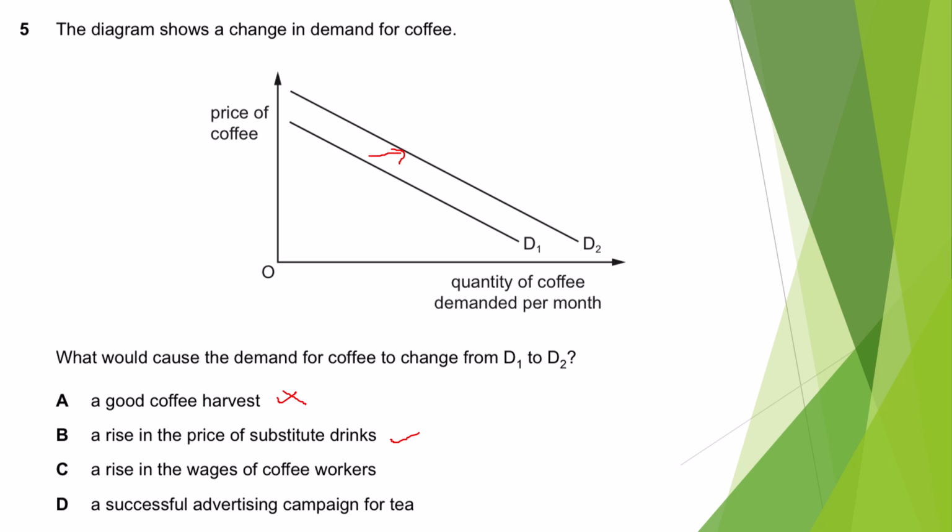A rise in the wages will again affect supply, so this will not be the answer. Then, moving towards a successful advertising campaign for the tea, it means people are going towards tea, so they will reduce the demand for coffee. But here we are increasing the demand for coffee. Demand for coffee is shifting rightwards, so yes, B would be the correct answer for this MCQ, that is a rise in the price of the substitute drink.